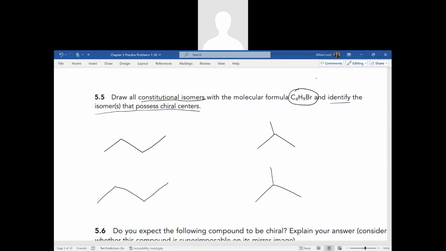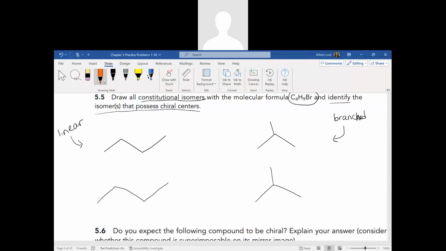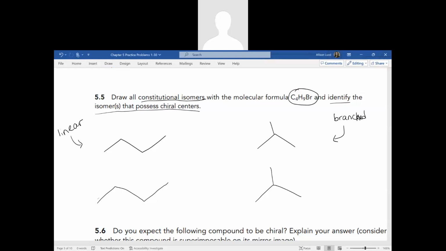So we can arrange these 4 carbon atoms either in a linear fashion, like we see in these two structures over here, or in a branched orientation where we have 3 carbons in our longest chain and then our 4th carbon as a side chain. So let's take a look here. If we have our 2 linear and our 2 branched positionings of these 4 carbon atoms, we just have to fill in the bromine on each structure, and then all the hydrogens to make sure we have all the possible constitutional isomers.